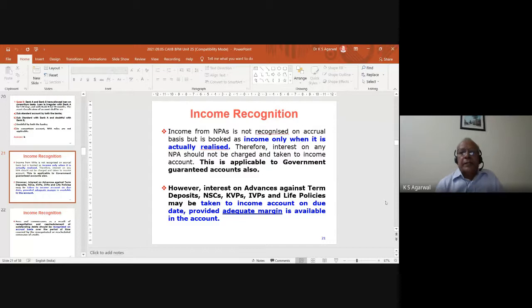However, interest on advances against term deposits, NSCs, KVPs, IVPs, life insurance policies may be taken to income account on due date, provided adequate margin is available in the account. That we have seen already. In such liquid securities, interest can be taken to income on accrual basis, provided adequate margin is available. If adequate margin is available, these accounts remain standard even if interest is overdue. So they remain standard, therefore income can be booked.